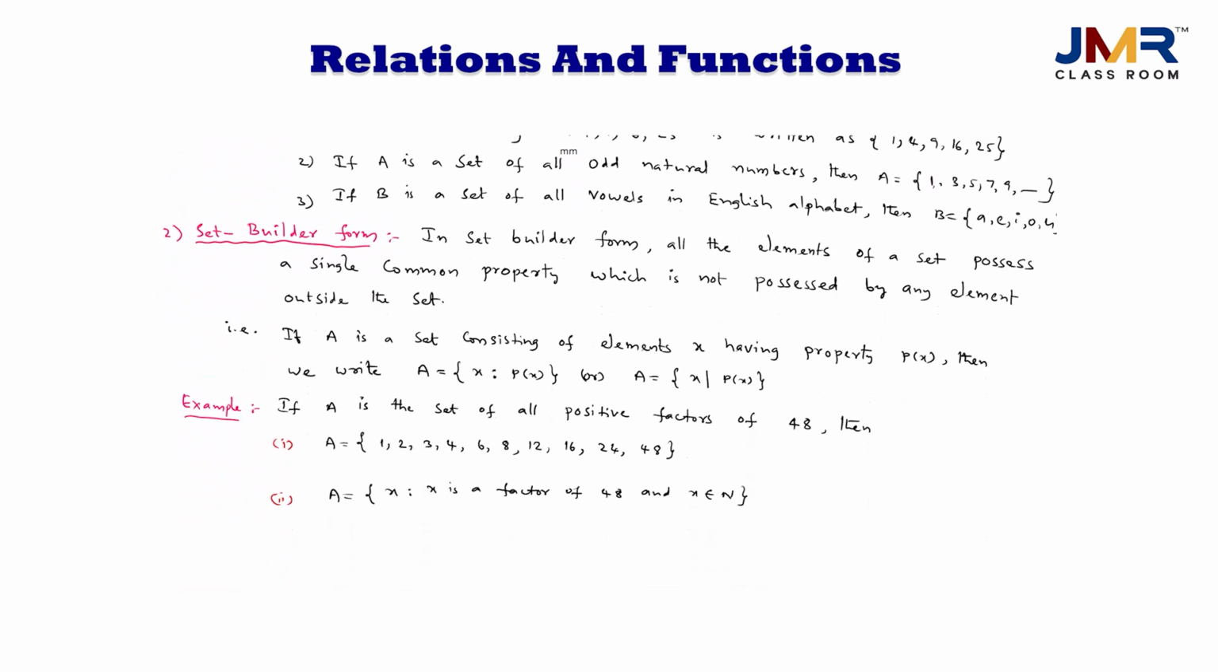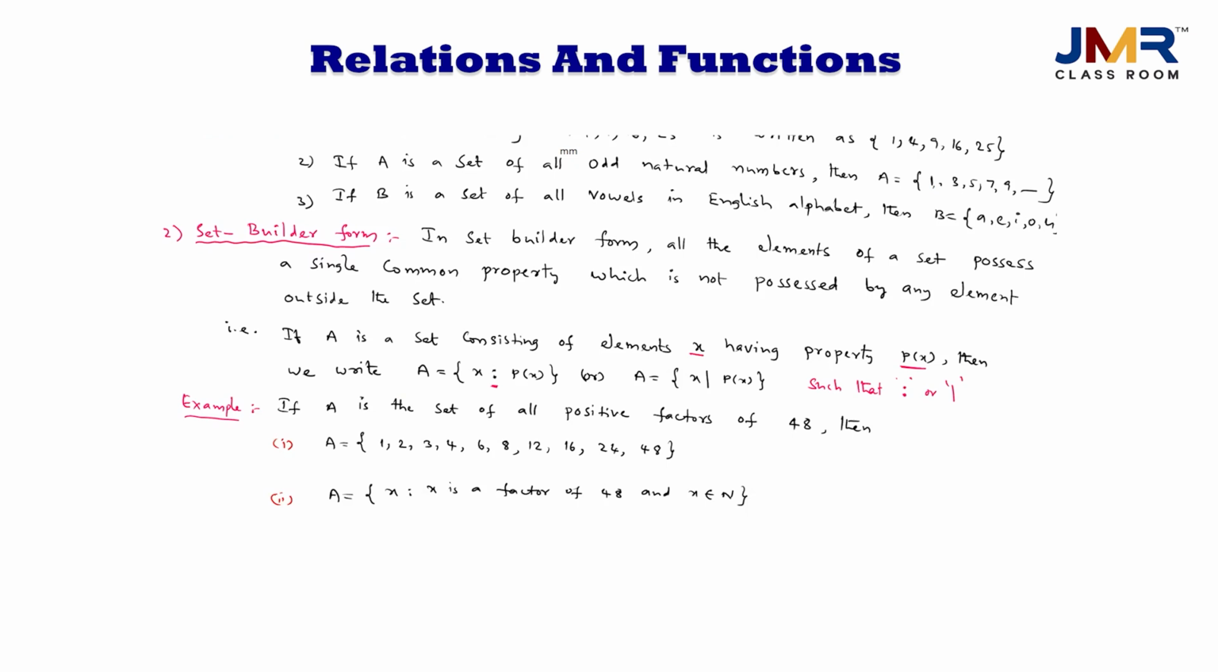That is, if A is a set consisting of elements x having property P(x), then we write A = {x such that P(x)}. Here we use the symbol for "such that". In A = {x : P(x)}, x is called the element, and P(x) is called the property that the element x satisfies.